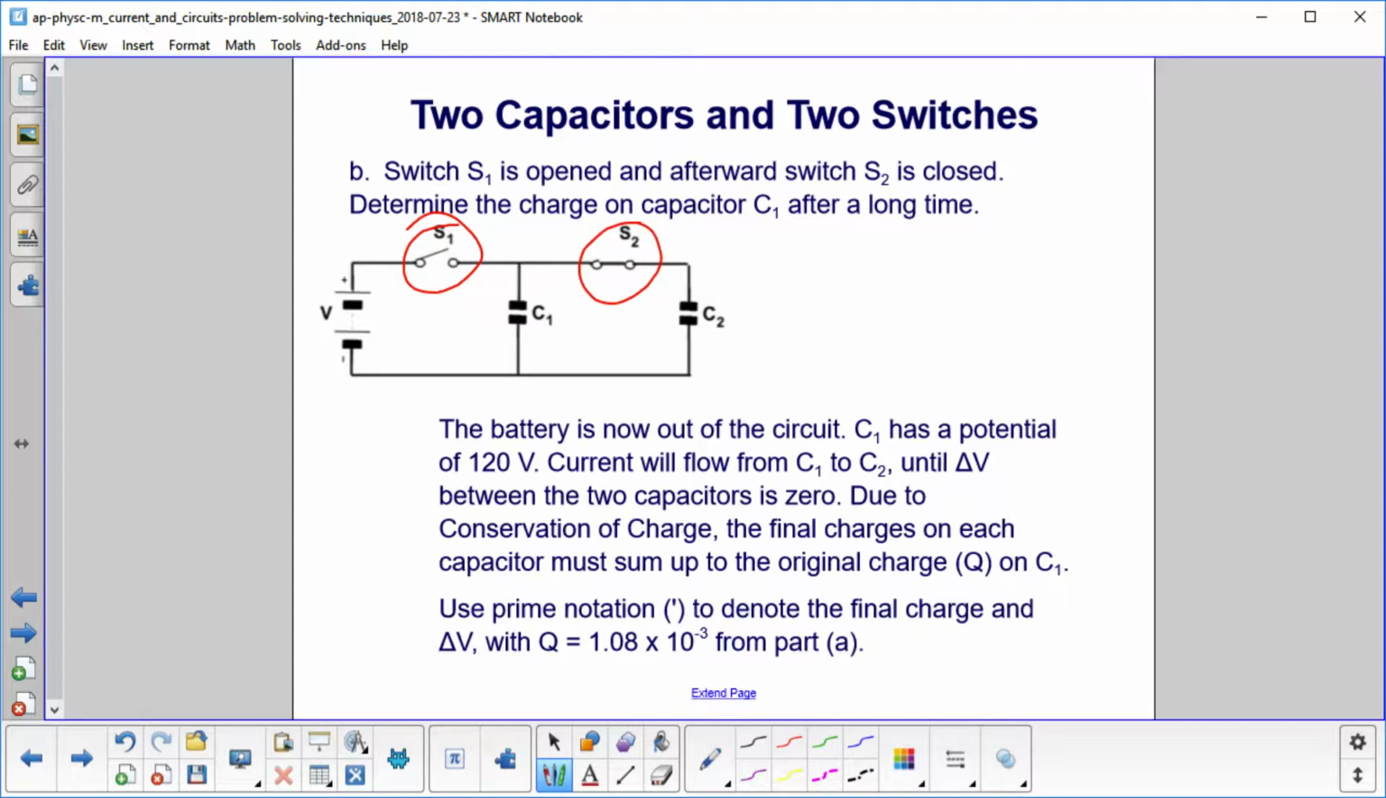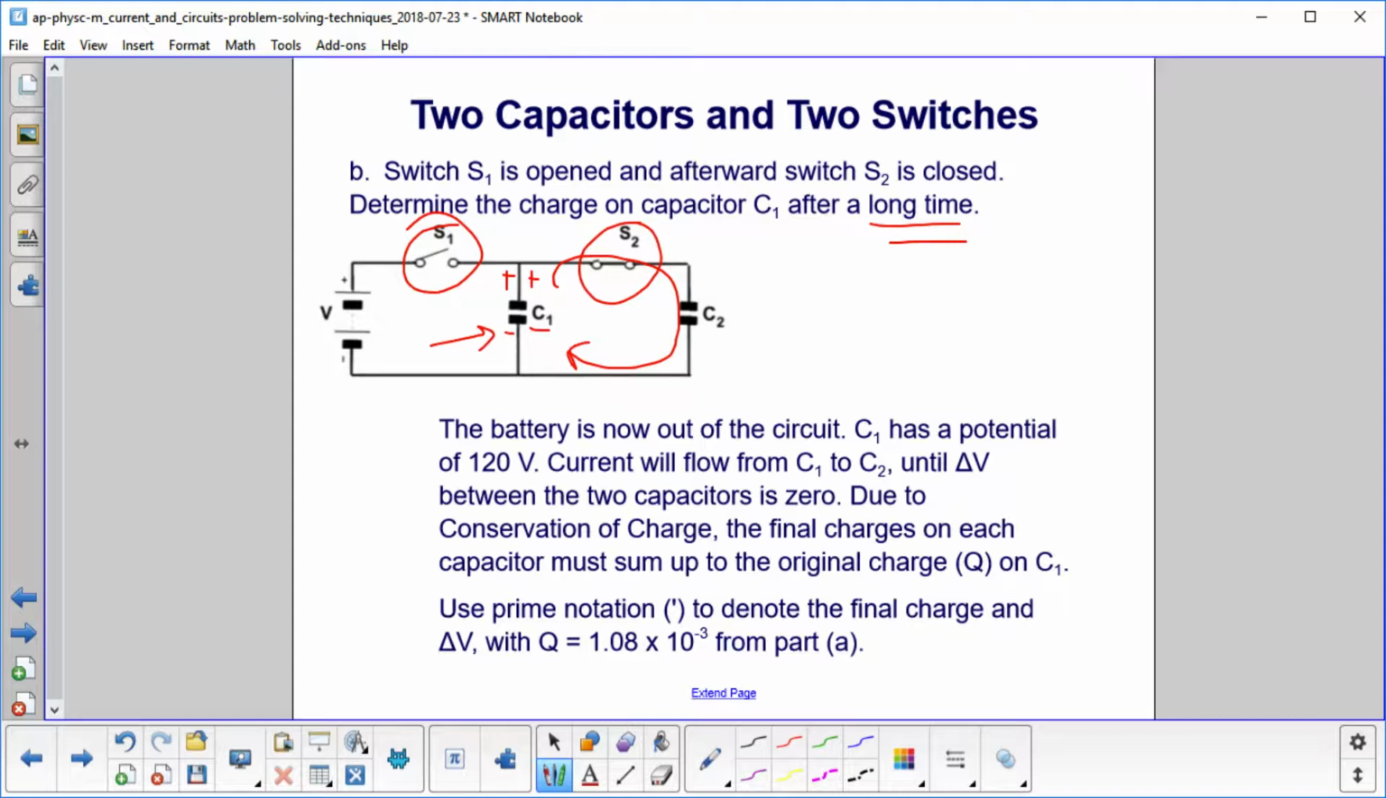We want to find the charge on the capacitor C1 after a long time, and another way of saying that is you're at equilibrium, or the time equals 10 times the time constant. So what's going to happen here? The battery's out of the circuit, and the capacitor was charged like this, plus on the top, negative on the bottom. So charge will flow. The capacitor acts almost like a battery there, providing current.